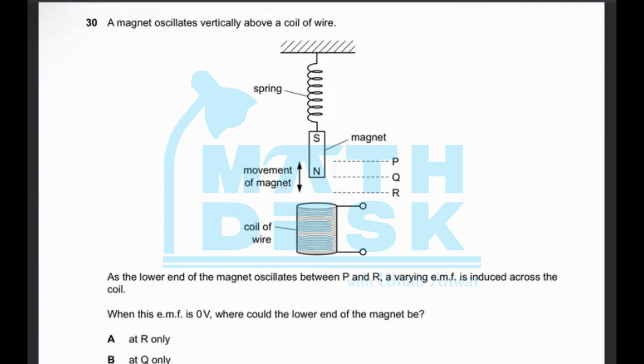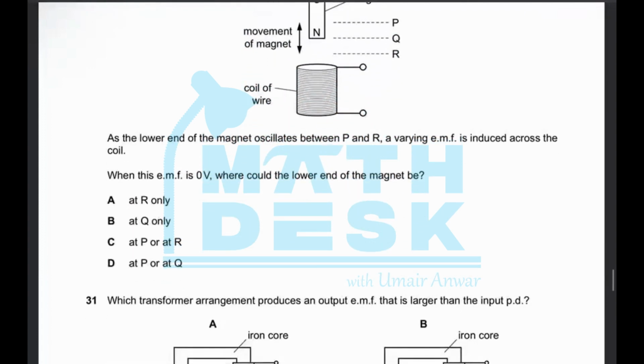And because of this movement, magnetic flux is changing. And due to this change in magnetic flux, the coil of wire is being induced by an EMF. So an EMF is being induced in this coil of wire. When this EMF is 0 volt, where could the lower end of the magnet be?